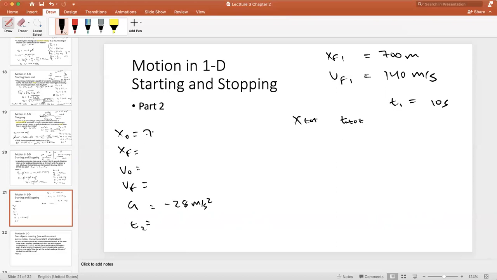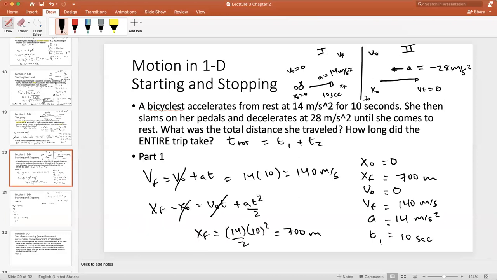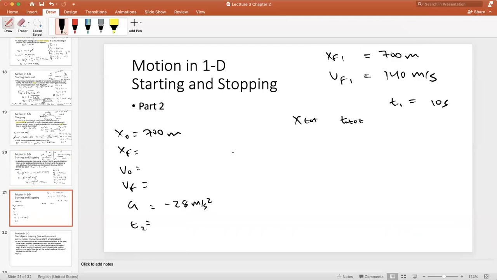We're going to say that x initial is 700 meters. In part 2, she is at 700 meters at the start of it. That's how far she traveled in part 1. I don't know what x final is. Her v initial is the v final from part 1, 140 meters per second. And v final, I know is 0 because she comes to rest. She's braking to a stop, and I don't know what T2 is. So I either need to find x final or I need to find T2.